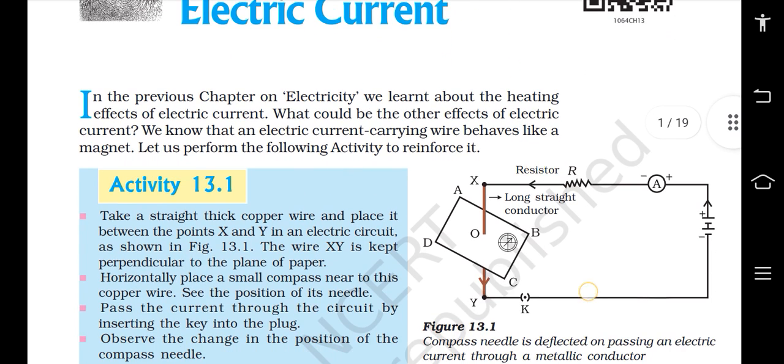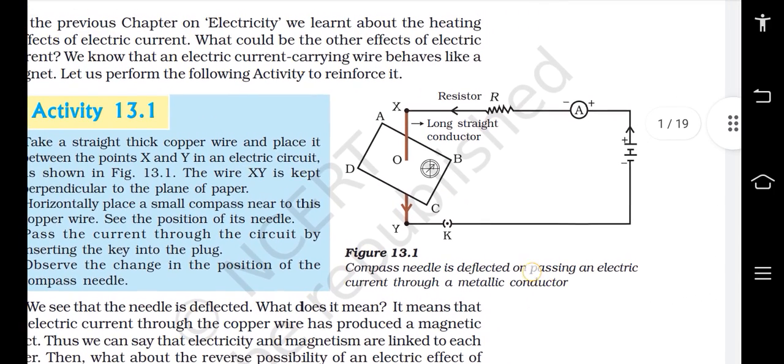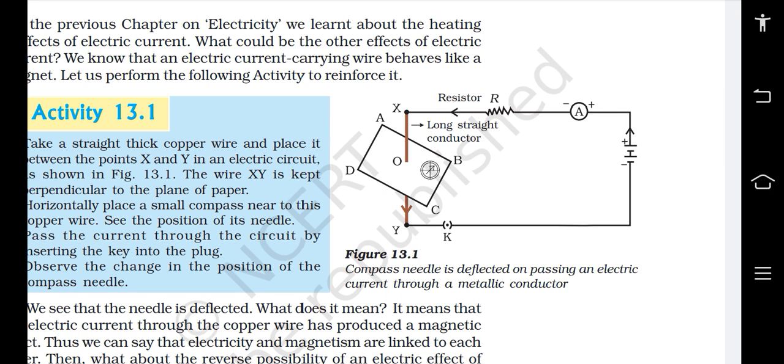And here the first activity, 13.1, is given. Here in the circuit, what are the things arranged? One battery, one ammeter, one resistor, the XY part, and one key also. When we switch on this key, current starts passing through this conductor. And just you see, near the part XY, one compass is also arranged.